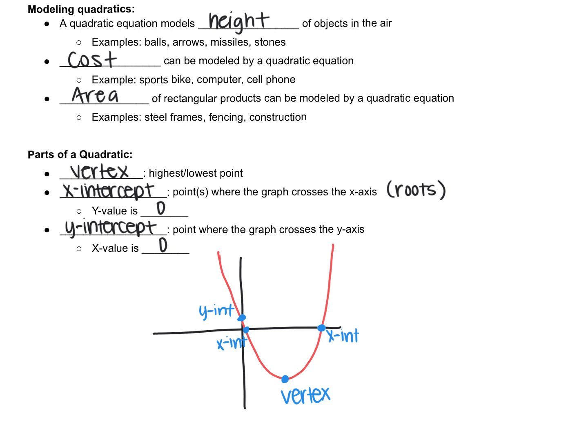You can have 0, 1, or 2 x-intercepts. It depends on what your quadratic looks like. But there is always a y-intercept, and there is always only one of them. And there is always a vertex.